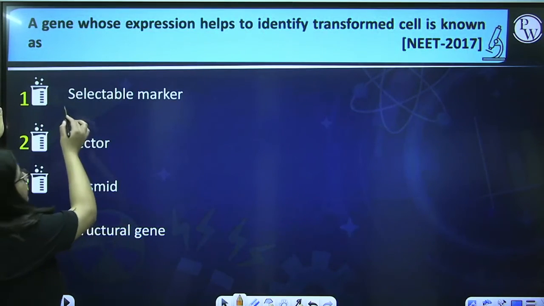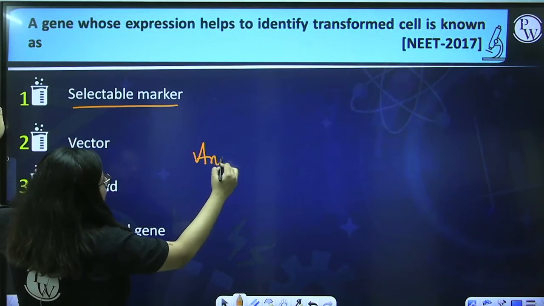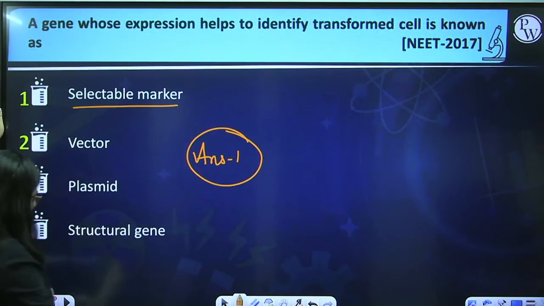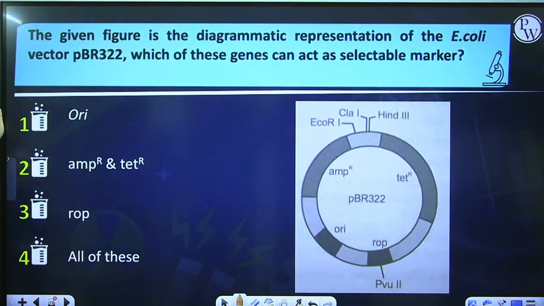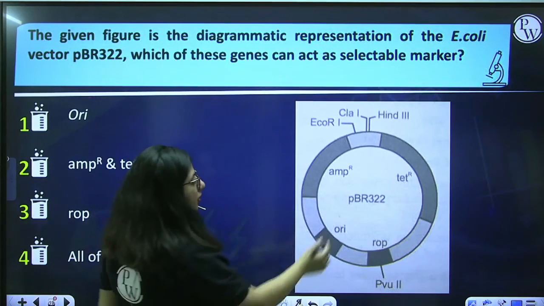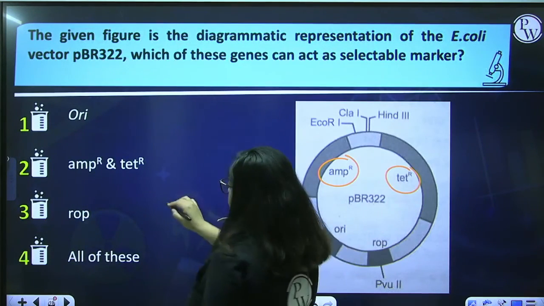Alright, next question. A gene whose expression helps to identify transformed cells is known as a selectable marker. So which gene helps you identify which is a transformant and which is a non-transformant? Selectable markers. Next, the given figure is the diagrammatic representation of E. coli vector pBR322. Which of these genes can act as a selectable marker? Very simple. Out of all these, which are selectable markers? These two. So answer is 2.